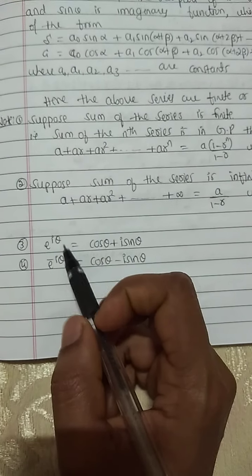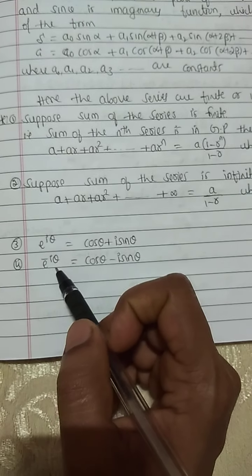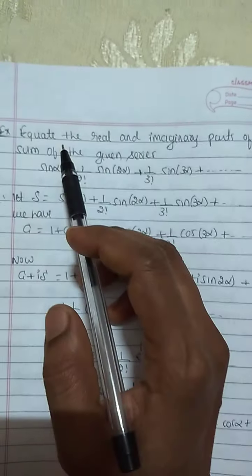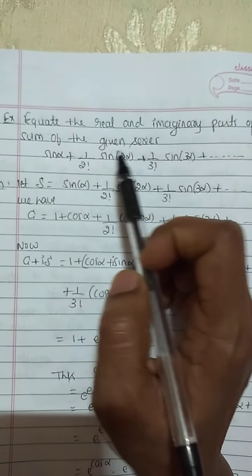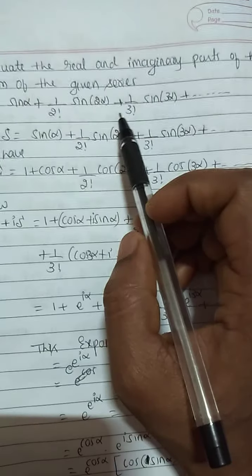Third one, e power i theta equals cos theta plus i sin theta. E power minus i theta equals cos theta minus i sin theta. Example, equate the real and imaginary parts of the sum of the given series. This is the given series: sin alpha plus 1 by 2 factorial sin 2 alpha plus 1 by 3 factorial sin 3 alpha and so on.